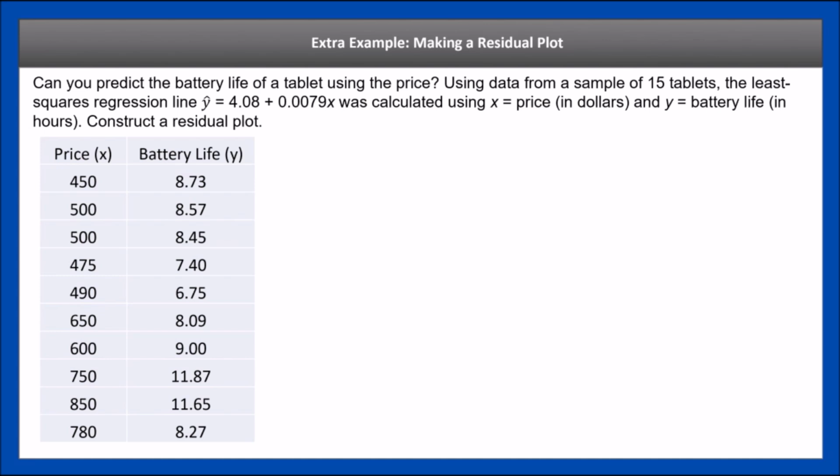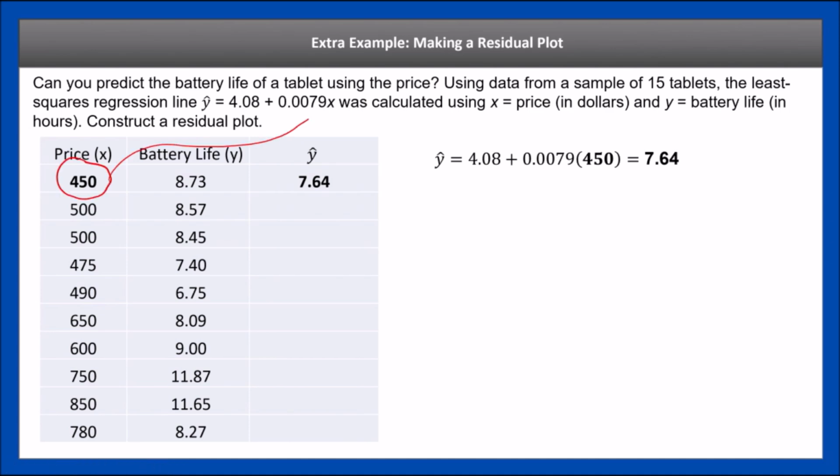So a residual plot measures residuals, right? So residual means I have to do y minus y hat. So first off, I need to find my y hats, okay? How do I find my y hats? Well, I take the x value and I plug it into here, right? And that gives me my predicted y hat. And so if I plug that into that equation, I get 7.64 hours of battery life. And you can see that equation over here.